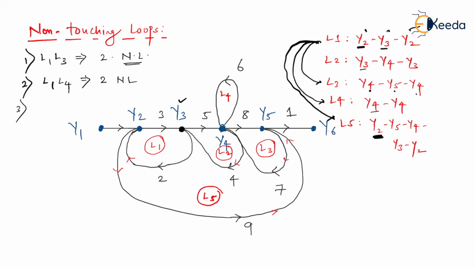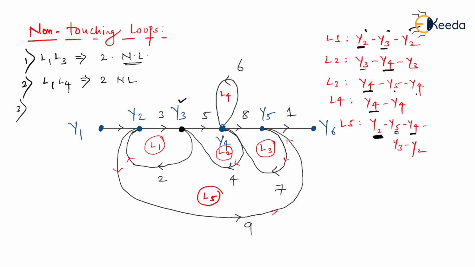Now you have to follow this way. Now you will compare L2 with the rest of the loops. So I'll compare L2 with L3. Look at L2, L3: Y4 is common, so I cannot consider them as non-touching loops. Then I'll compare L2 with L4. Again, Y4 is a common node. Then I'll compare L2 with L5. As you can see, L5 is also involving the same node, that is Y4. So with L2, there would be no non-touching loop, right?